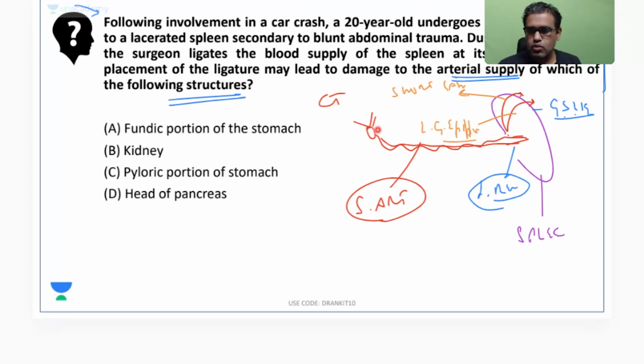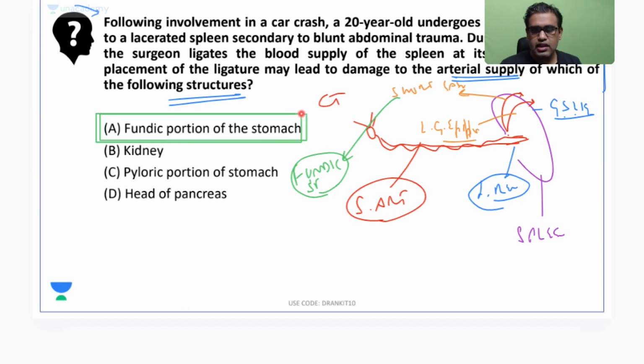Short gastric artery supplies what? It supplies the fundus part of the stomach. Hence the answer is what? Answer is option number A. Short gastric artery will supply. So improper ligature over here may also ligate these vessels.